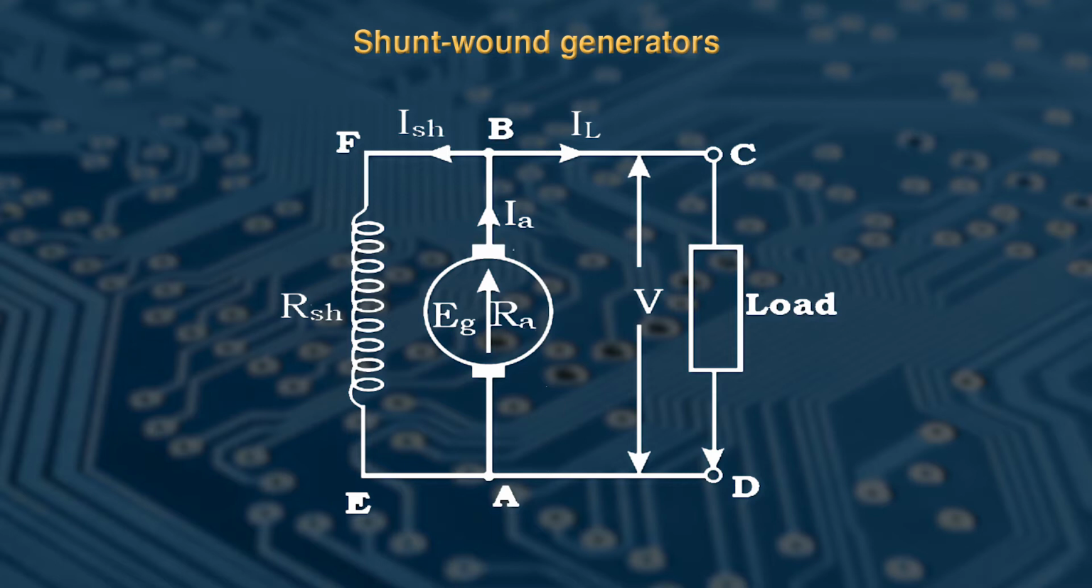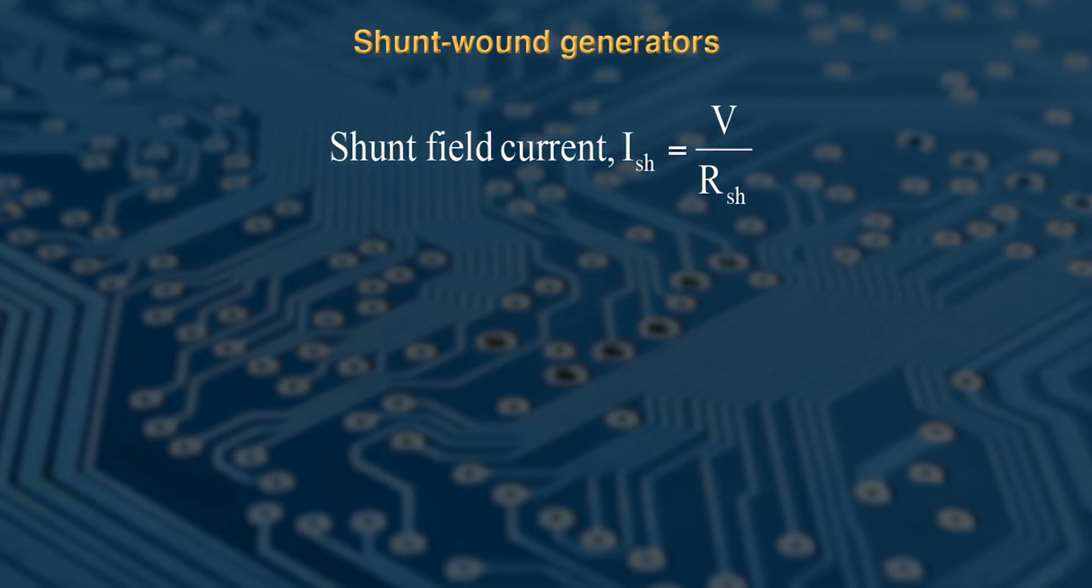So current flowing through this armature is IA, and current flowing through the field winding, or you can say through the terminal FE, is ISH, and load current is IL, and terminal voltage across load is V. Now if you want to calculate the value of this shunt current, it can be written as ISH is equal to terminal voltage V divided by the resistance of the shunt field winding, that is RSH. So ISH is equal to V upon RSH, where RSH is the shunt field winding resistance.